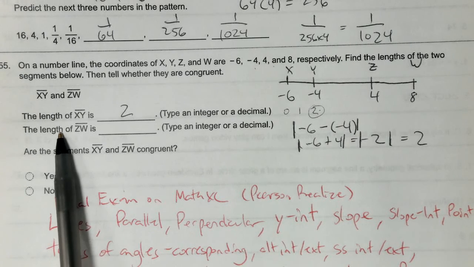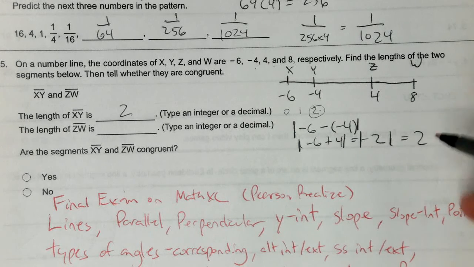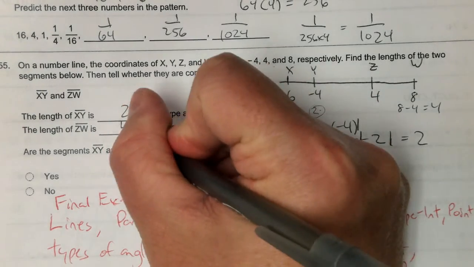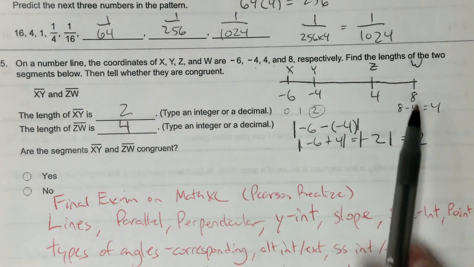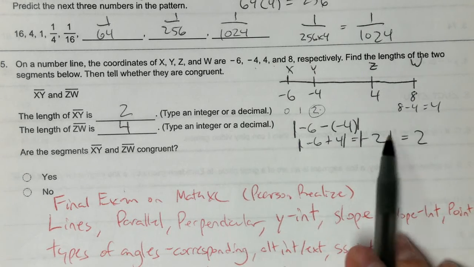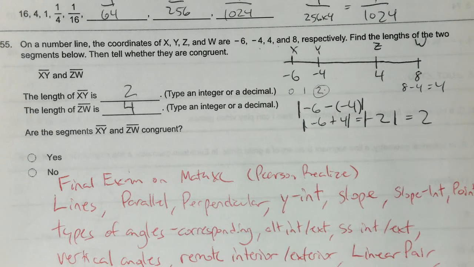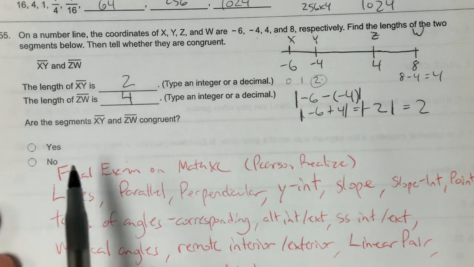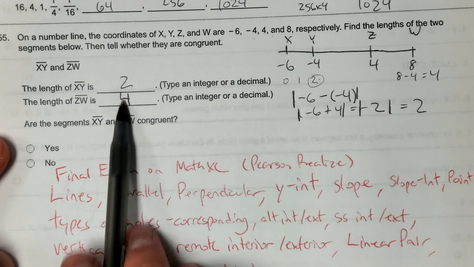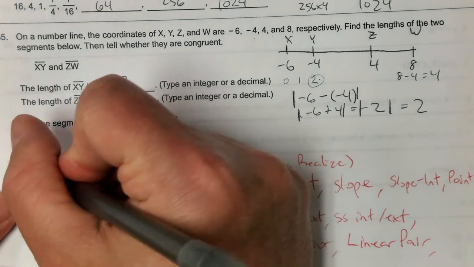Okay, so then it's talking about ZW, and this one's easy. You just do 8 minus 4. Get 4. There's other ways to get that also. You could say 0, 1, 2, 3, 4. But, you know, again, this one, I think if they're both positive, you'll know how to do that really fast. Then, are they congruent? The numbers are not the same. They look like different lengths, so they're not congruent.